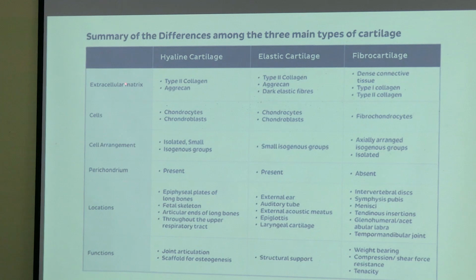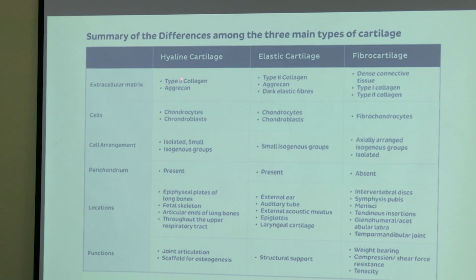First you can see extracellular matrix, cells, the arrangement of the cells, perichondrium, whether it is present or absent, the location and the function. All those things we have discussed, but here it is given systematically. Just see what is present in the extracellular matrix over here and over here. Now this you have to study on your own. Whatever we have discussed, whatever you have understood, from that you have to study on your own and then compare, so that you will understand the cartilage we have discussed.